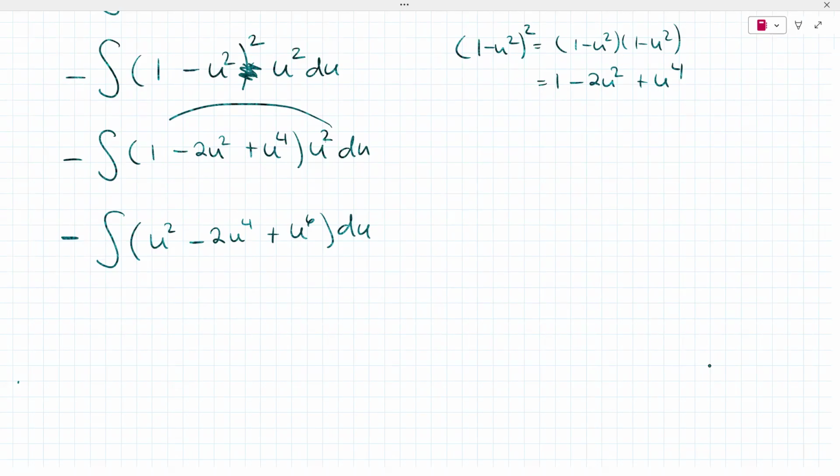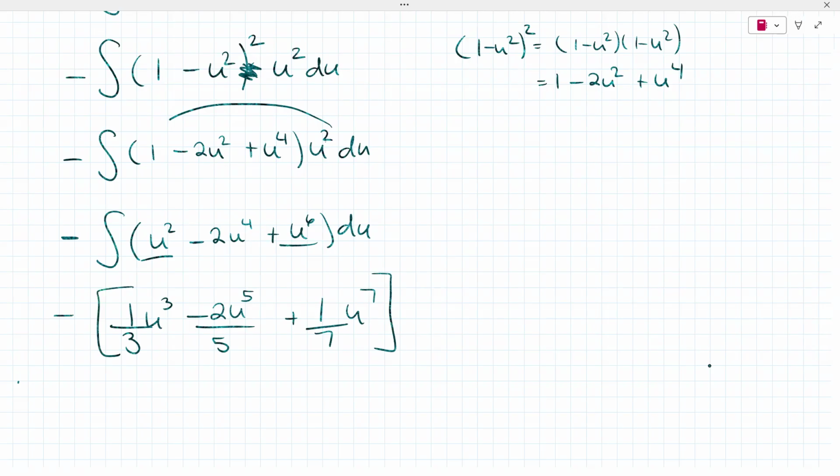So what's the integral of this? The integral of u squared is 1/3 u cubed. The integral of negative 2u to the fourth is negative 2u to the fifth over 5. The integral of u to the sixth is 1/7 u to the seventh. Then we still have this minus 1. You must FOIL that out, so that's going to be negative 1/3 u cubed.